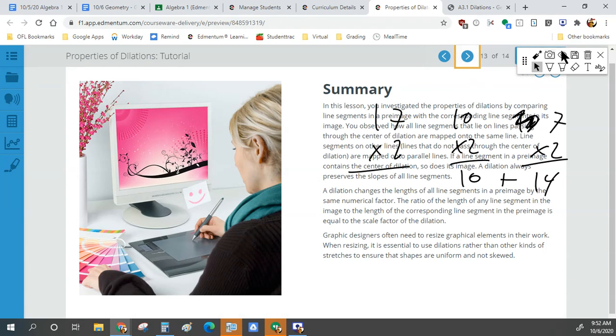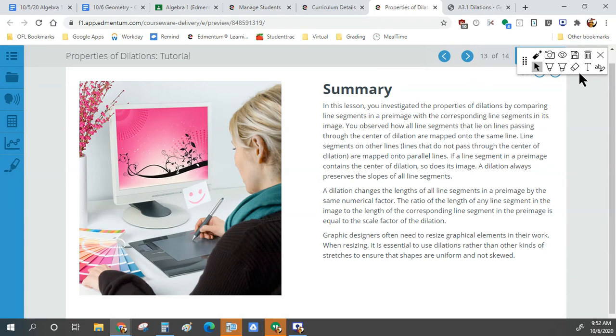All right, and then just remember your summary. So remember, slope stays the same. And the big idea here is old times scale factor equals the new length. That's the main idea. And they talk about how we use this in everyday life. Like if we're drawing stuff, you saw the logo being bigger or smaller. Graphic designers are always making things bigger and smaller.